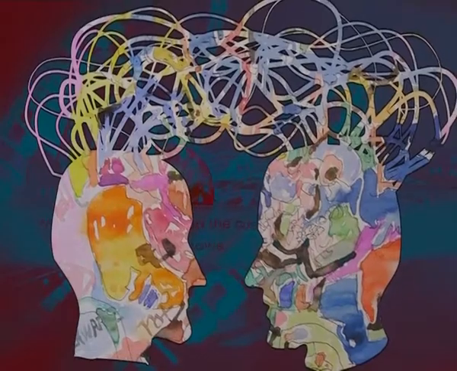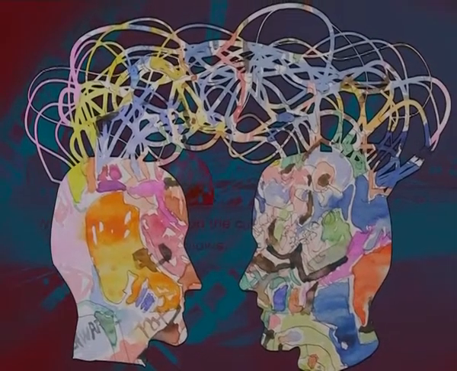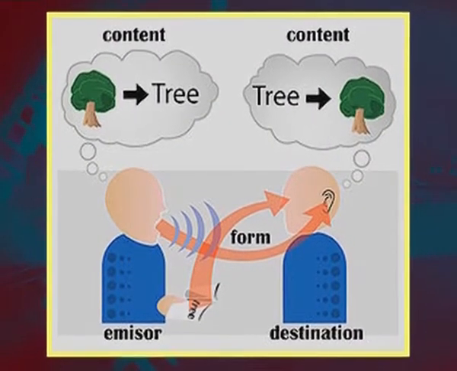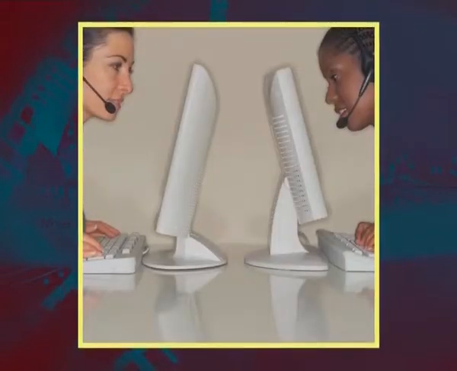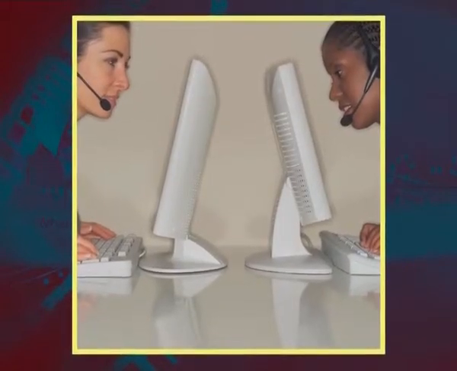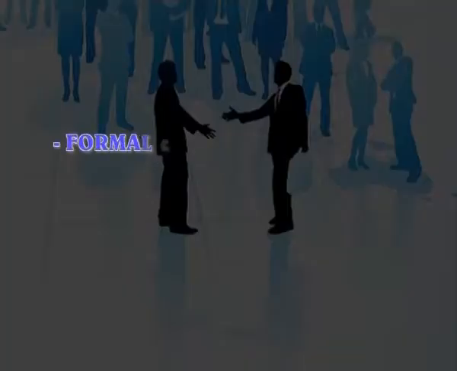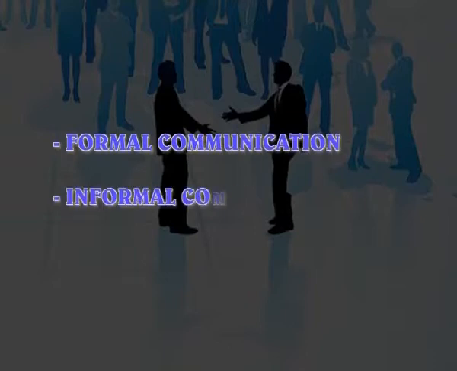Channels of communication are one of the important elements of the communication process. It is the way through which messages are shared or transmitted from one person, that is the sender, to another person, that is the receiver. Channels of communication are broadly classified into 2 categories: 1. The formal communication, and 2nd, the informal communication.